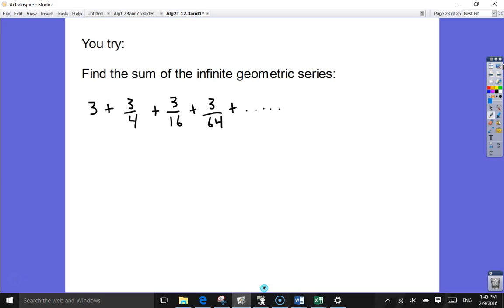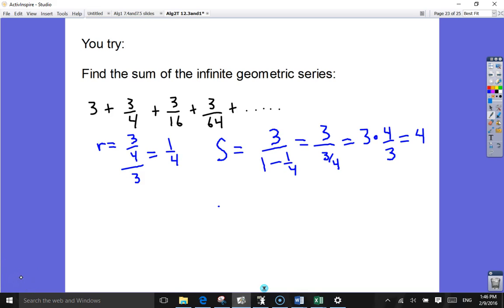Okay, last one. The R is 1/4, and the first term is right there. So it's pretty straightforward. You just plug in 3 over 3/4, which is 3 times 4/3, which is 4. The answer is 4.